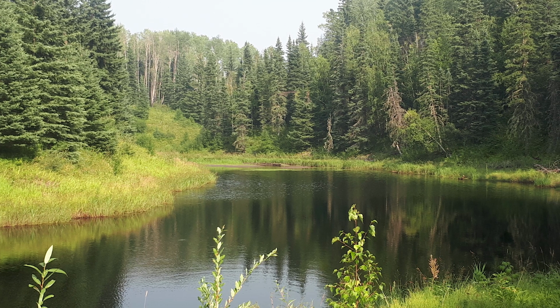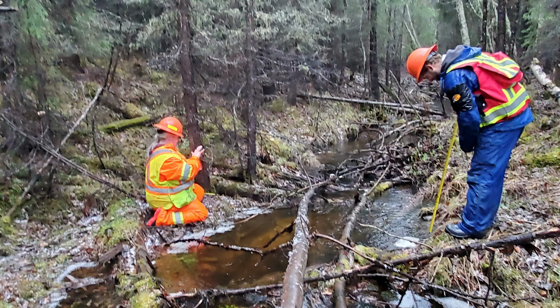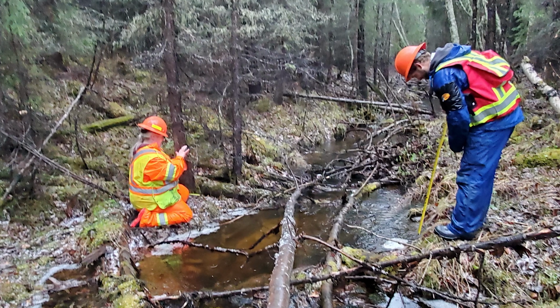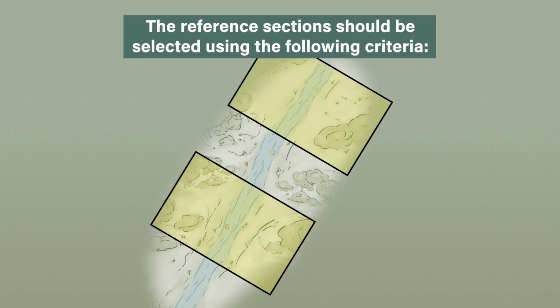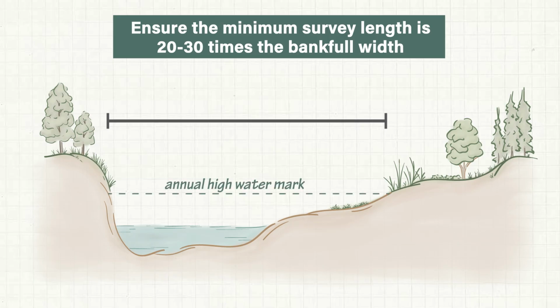A field survey of the potential watercourse crossing site includes more than just the immediate area where the watercourse crossing structure is intended to be placed. The field survey should also include upstream and downstream areas. A good standard of practice is to ensure the minimum survey length is 20 to 30 times the bankful width of the watercourse. The bankful width is the horizontal distance between annual high water marks.